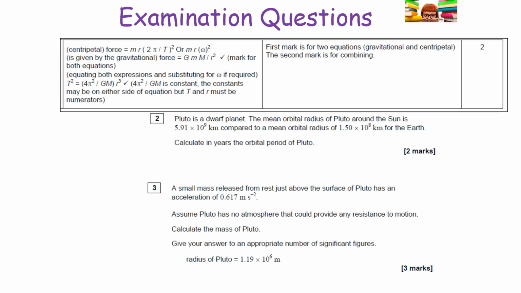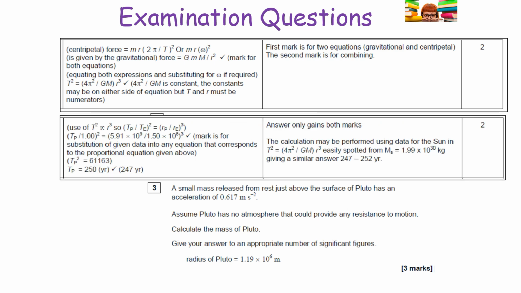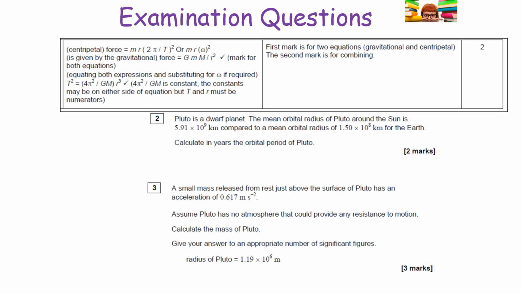Now the next step is you're going to use this as a ratio. So what you can say is that Tp over Te all squared is equal to Rp over Re all cubed. Now you are given in this question the value of Rp, which is 5.91 times 10 to the 9. You're given the value of Re, 1.5 times 10 to the 8. Now again, you might think it's kilometers, do I need to convert it to meters? Well, because we're ratioing them in this equation, you don't need to.